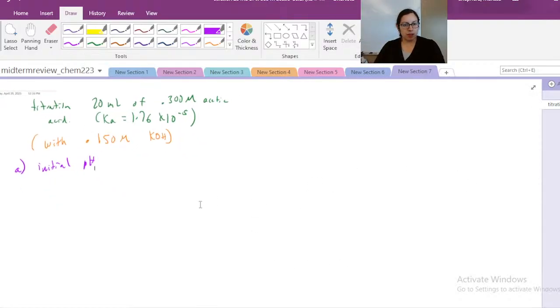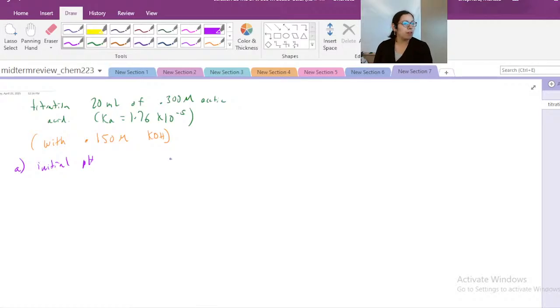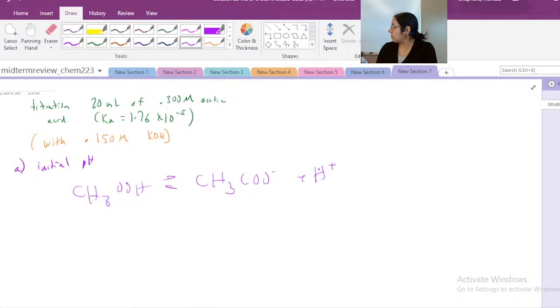So let's see how this is going. Like you were saying, we set up just our equilibrium of what's going on. So we're dissociating into our conjugate base plus H plus, or hydronium, but just call it H plus. And CH3COOH on the left.